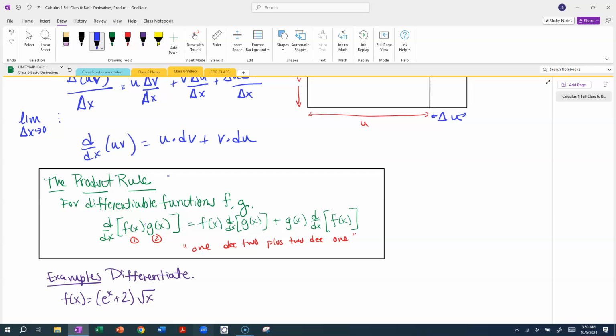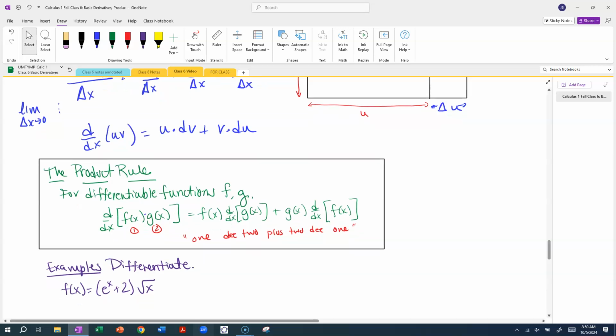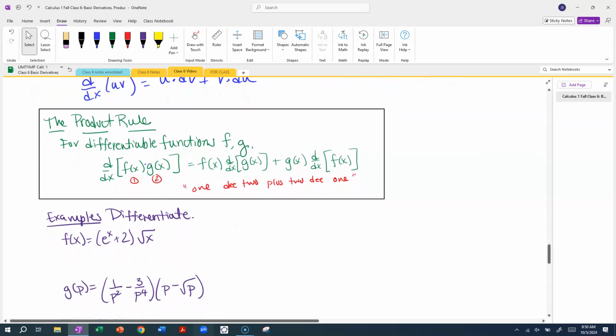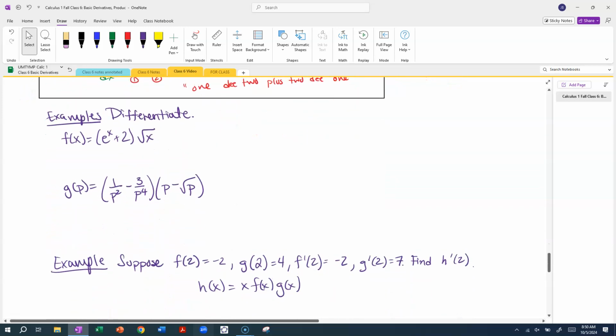So I remember it as 1d2 plus 2d1, okay? If that works for you, great. If you want to remember it as oov minus voodoo, sure, go for it. Or, f times g prime times g times f prime. That's fine. Okay, so we have some examples.